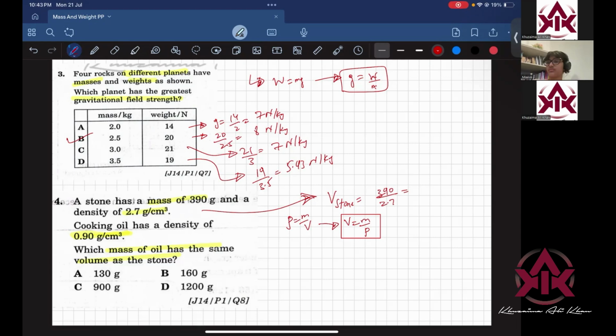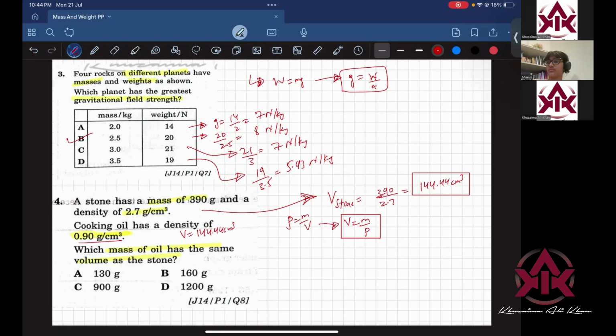So it's coming out to be 144.444 centimeter cube, right? Now you want the volume of what? You want the volume of cooking oil to be the same as the volume of stone. We want the volume of cooking oil to be 144.44 centimeter cube. And you know the density of the cooking oil.